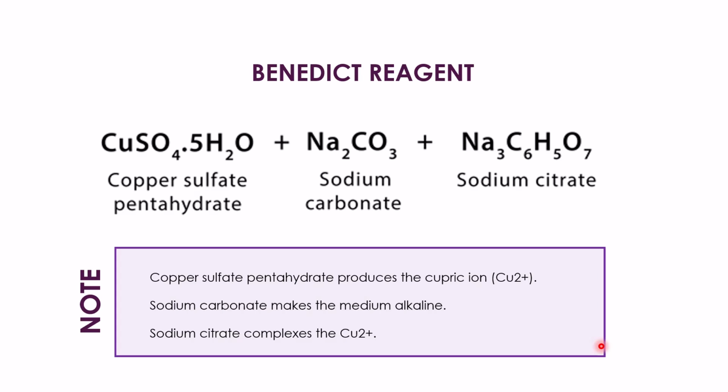To prepare the Benedict reagent, we need copper sulfate pentahydrate, we also need sodium carbonate, and we also need sodium citrate. These are the chemicals used to prepare Benedict reagent in their required masses. What you also have to note is that the copper sulfate pentahydrate makes available the cupric ions, the sodium carbonate makes the medium alkaline, and the sodium citrate complexes the cupric ion being produced by the copper sulfate pentahydrate.